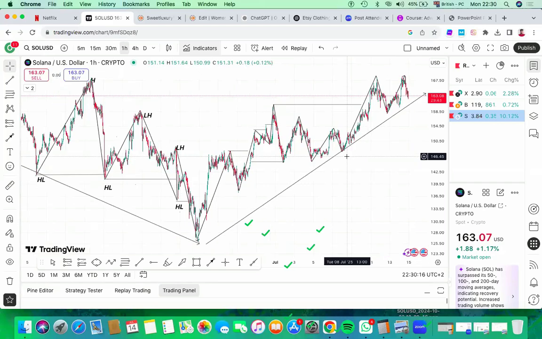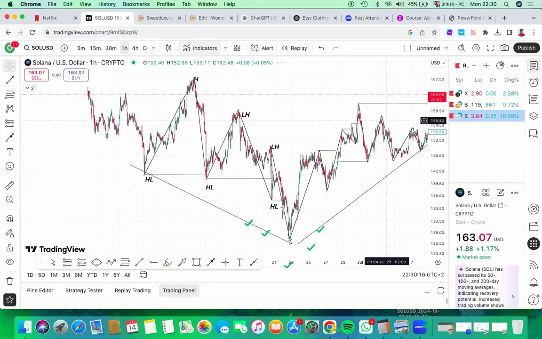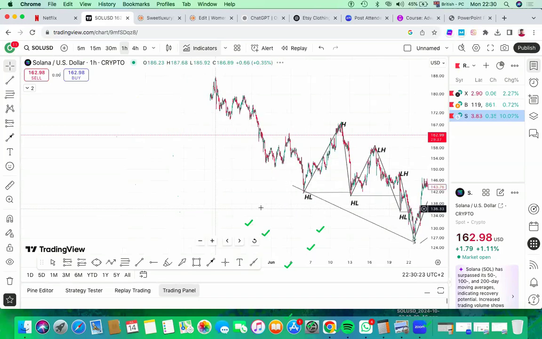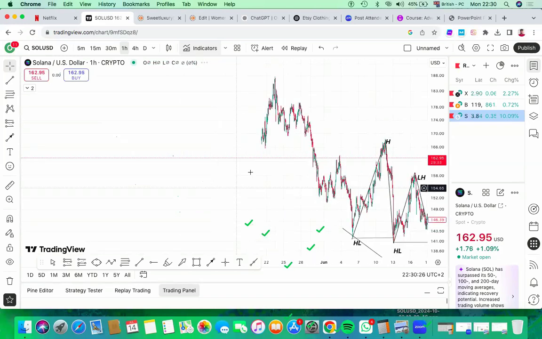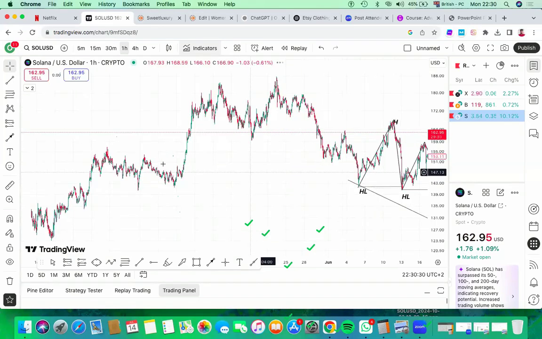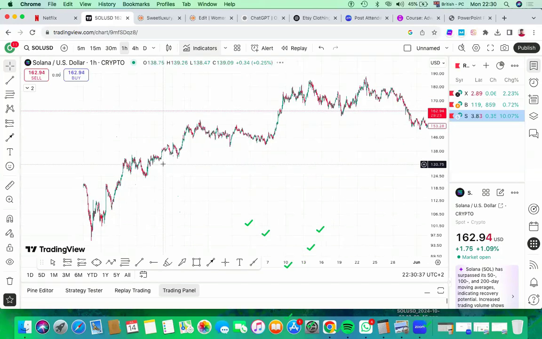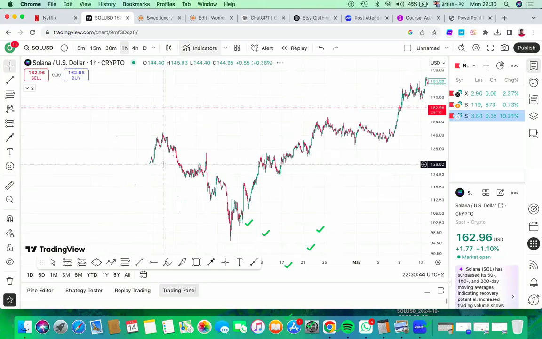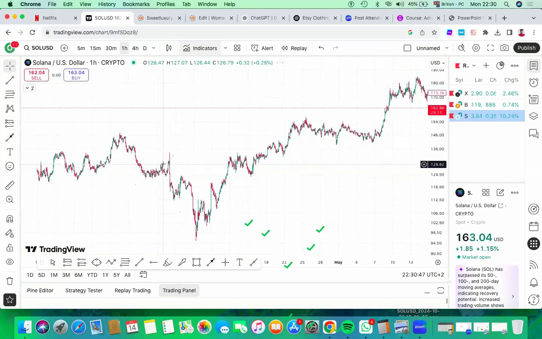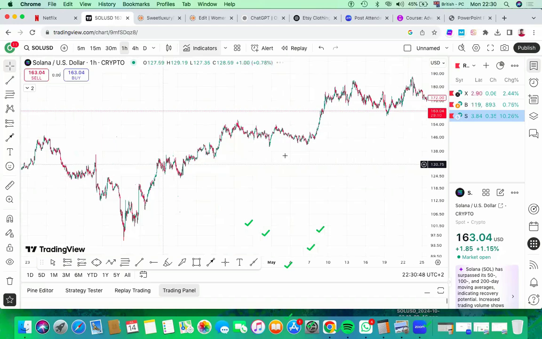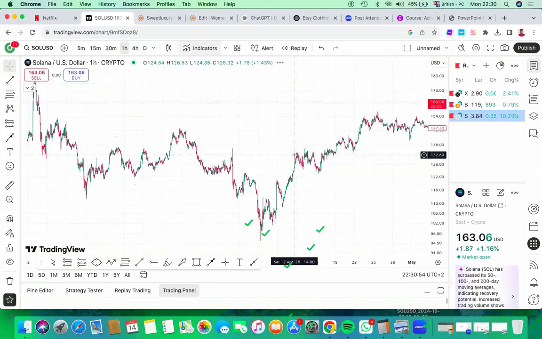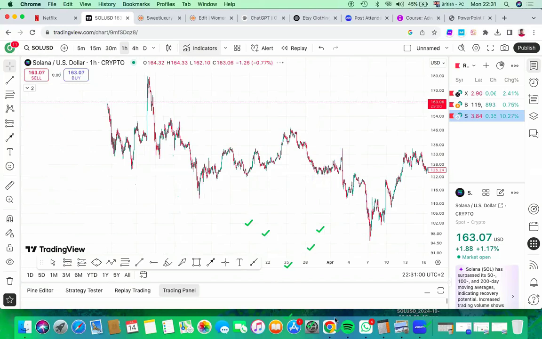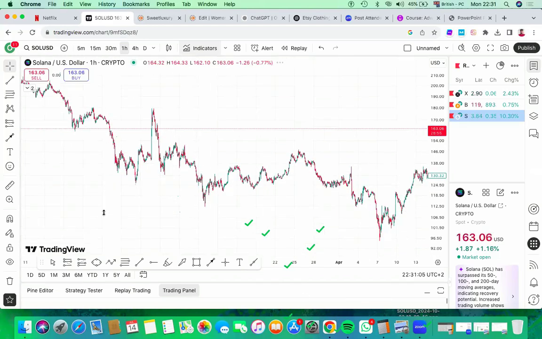So, a sideways trend. Let's see if on Solana we can see where the market was clearly ranging. On Solana one hour, I don't see it. Up to now, does anybody have any question? If you have any question, please type in the chat box.